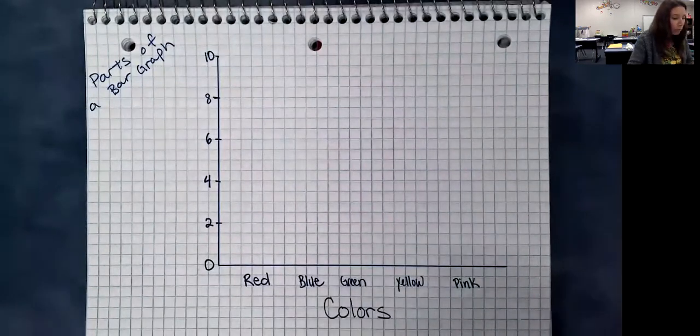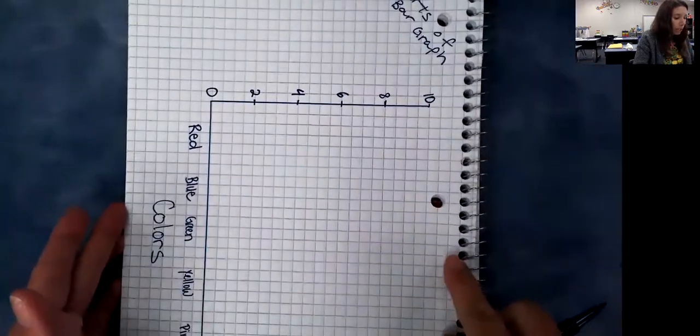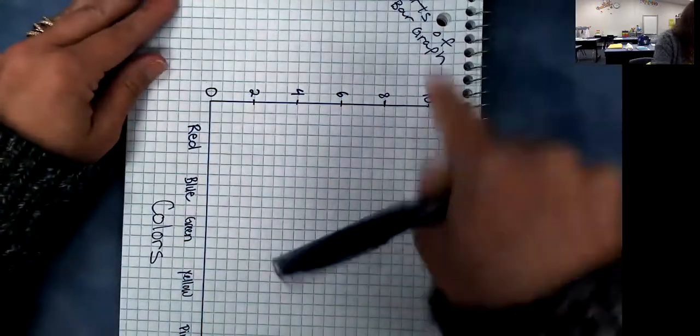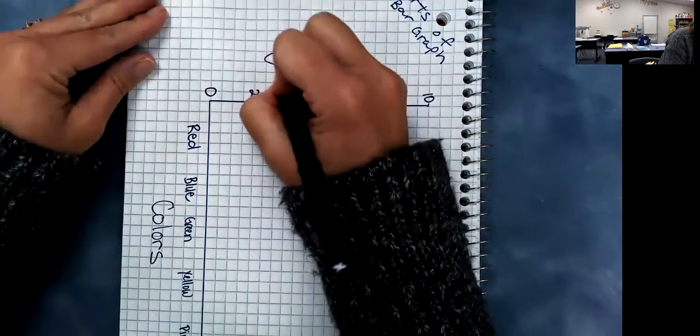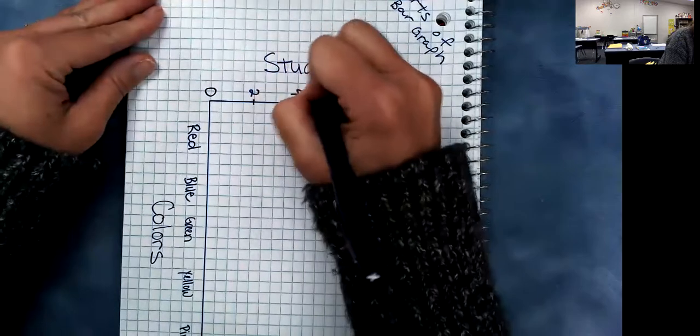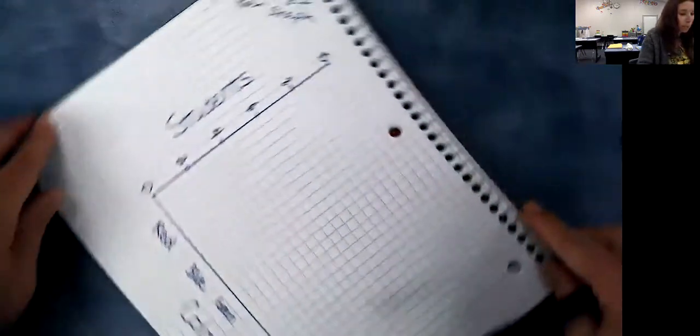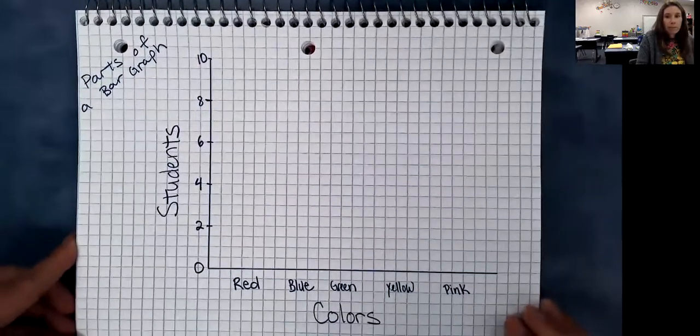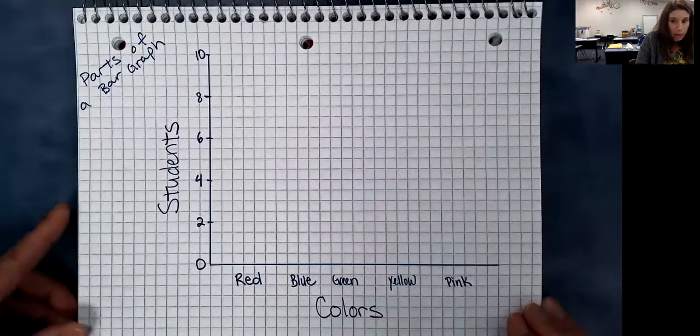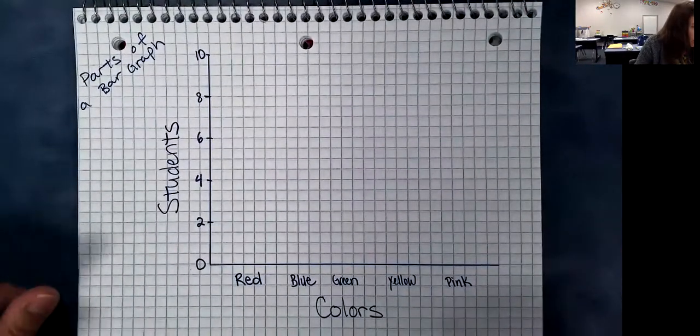Now I'm gonna turn my paper around here. My scale represents the students. So that's another part of my label. Okay, that's my other part of labeling my graph. Starting to look like a bar graph now, guys.